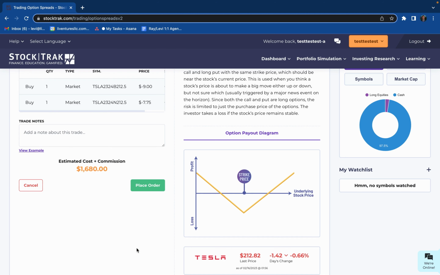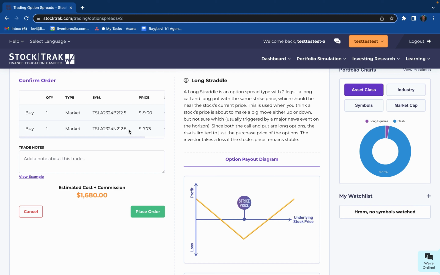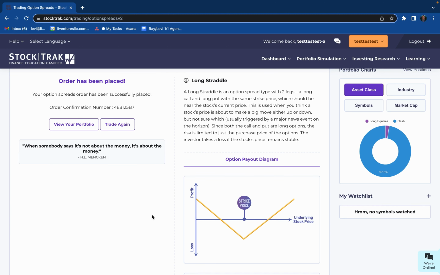I'll select review order. And remember, each one of these contracts covers 100 shares of the underlying stock. So my estimated cost plus commission is $16.80, and I'll place my order now. And that's how you trade option spreads on StockTrak.com.